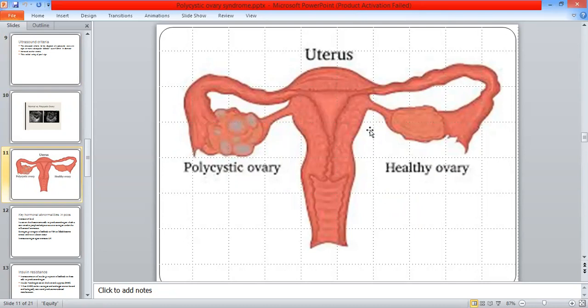And this picture is also showing the ovaries. This is a healthy ovary, and its surface is smooth, and this is a polycystic ovary. The small cysts, the small follicles, are also visible on the surface of the ovary when we are performing ultrasound or some surgeries. The polycystic ovary is seen like this.